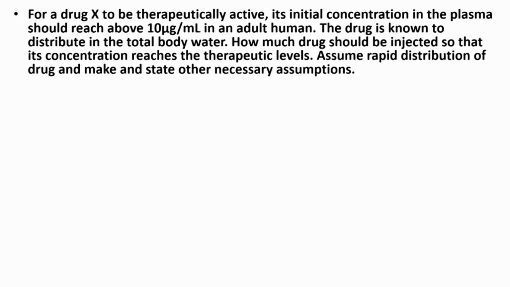So, here is a question. The question is for a drug X. It could be any of the drugs, maybe any drug that may relieve hypertension, that may relieve diabetes, could be anything. For a drug X to be therapeutically active, its initial concentration in the plasma should be above 10 microgram per ml, and that is in an adult human. So, basically what we are saying is, for drug X to be therapeutically active, we need to get this concentration to be 10 microgram per ml or greater.